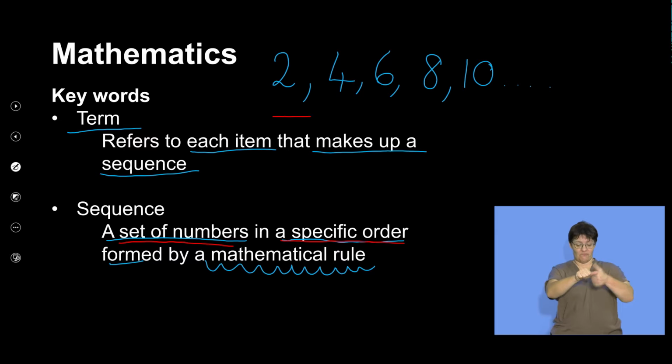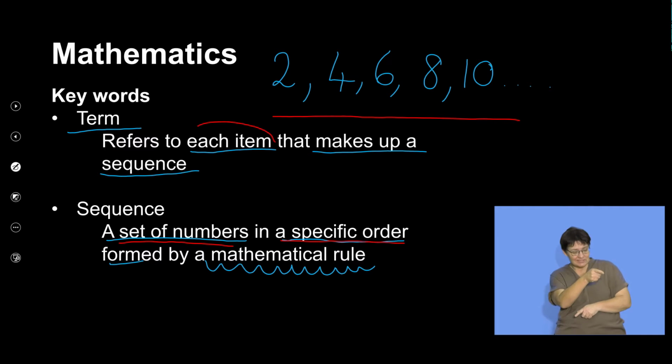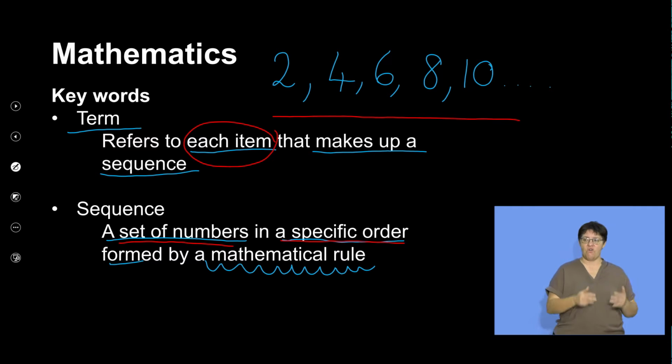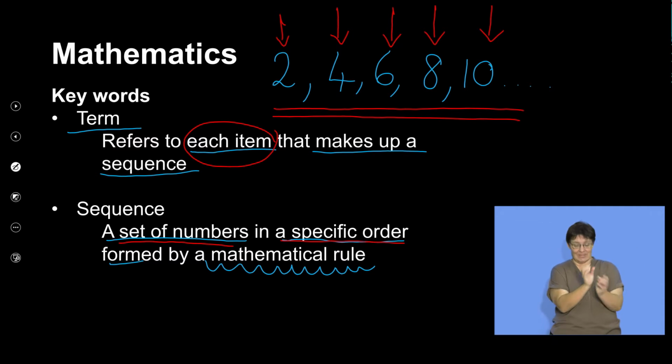So here I've got a set of numbers in a specific order, and if I'm trying to look at a term of the sequence, a term refers to each item that makes up a sequence. So 2, 4, 6, 8, 10 is my sequence, but it's made up of certain parts. So 2 is a term, 4 is a term, 6 is a term, 8 is a term, and 10 is a term. Each of these make up the sequence.